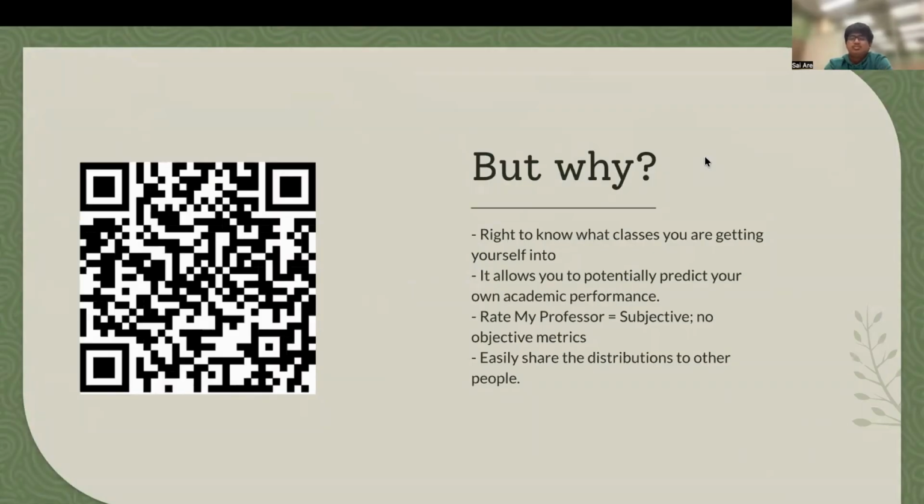And we created this website to show people what classes they're getting themselves into. It also allows people to potentially predict their own academic performance. Rate My Professor does the same thing, but it's subjective, and there's very little data on Rate My Professor. And you can also easily share the distributions with other people, which is very helpful when you want to tell your friends about a certain course.